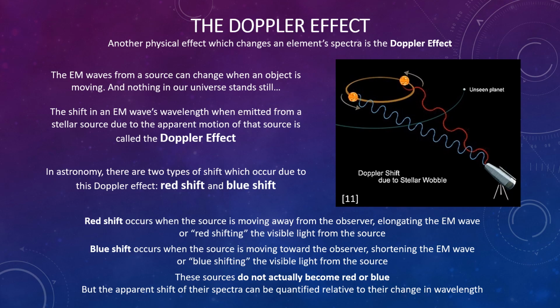What's important to remember is that redshift and blue shift just generally refer to a lengthening or a shortening, respectively, of these wavelengths. Sometimes it does actually change the color to become red or blue, but we are just using these terms for their apparent shift in their spectra relative to their wavelength.